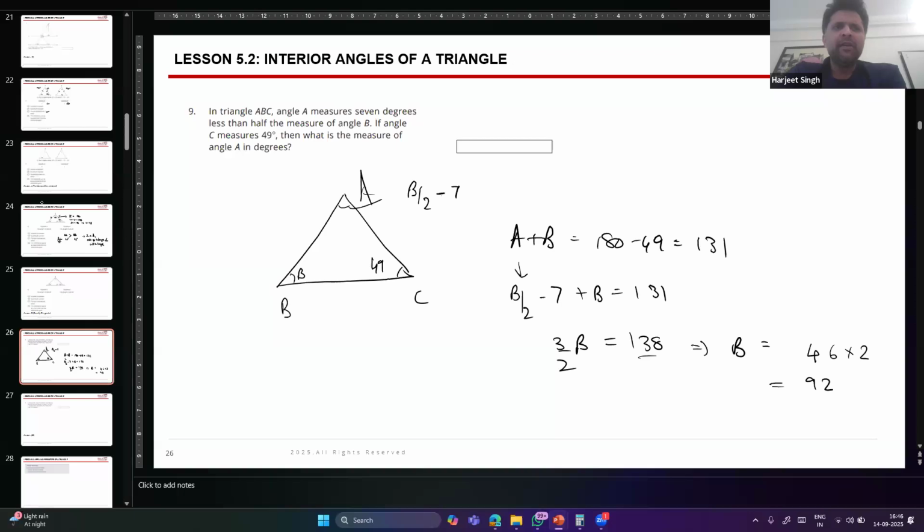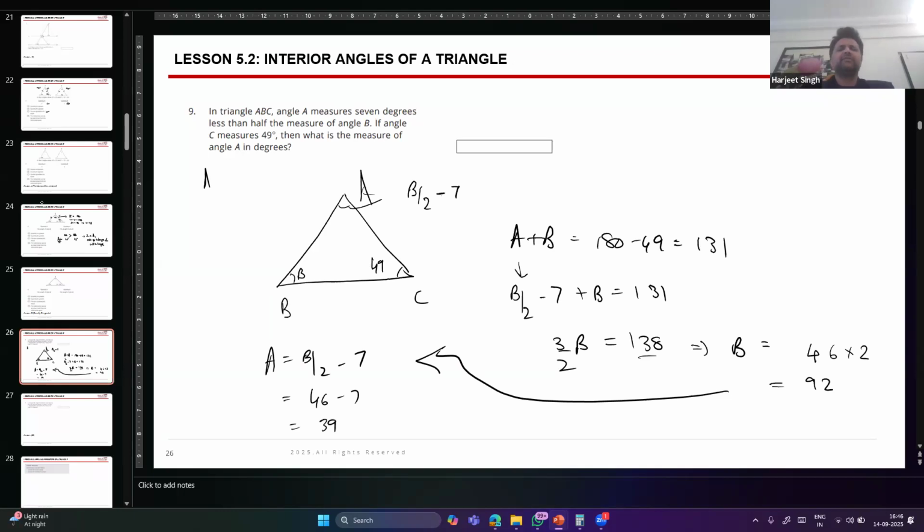Okay, so B is 92. So what is A? B by 2 minus 7, right? So A will be B by 2 minus 7, which is 46 minus 7. So that is 39. So a bit of linear algebra there, but simple.